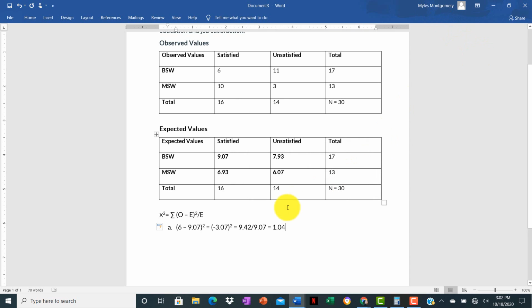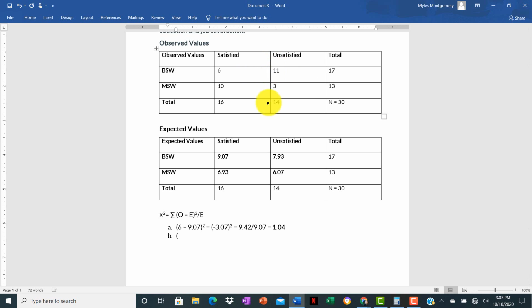What does this tell us? It tells us that the calculated value for this cell, which corresponds up here and right here, the BSW and satisfied, is going to be 1.04. So now let's come down. First of all, I'll turn the boldface off, and I'll go to the B cell. I usually call the second one over the B cell.